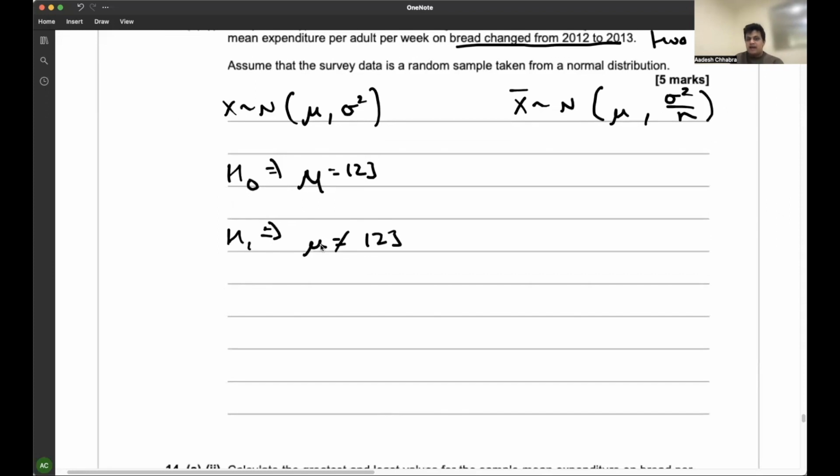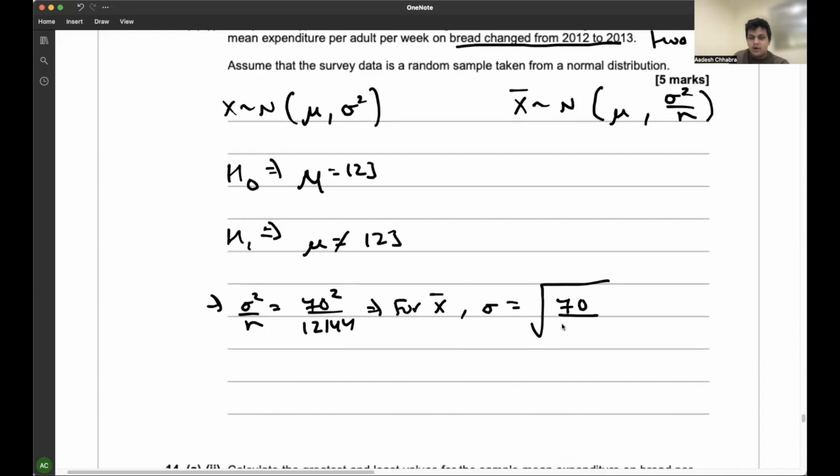Now that we have this, we can go ahead and calculate our value for standard deviation. For this, we need to know that sigma squared upon n would be equal to 70 squared upon 12144. And then this means that for X bar, sigma would be equal to the square root of 70 squared upon 12144, as we're equating the variance on this distribution and this distribution. Put this into your calculator and you should get 0.6352.